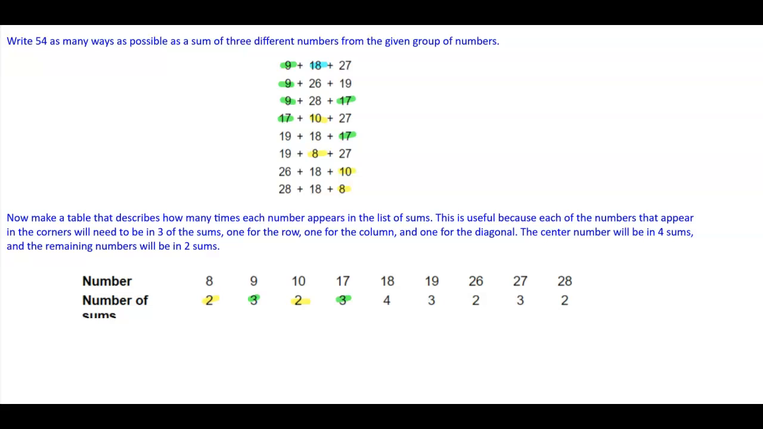We have 4. How many 19s do we have? We have 3. How many 26s do we have? We have 2. How many 27s do we have? We have 3. And then how many 28s do we have? We have 2.